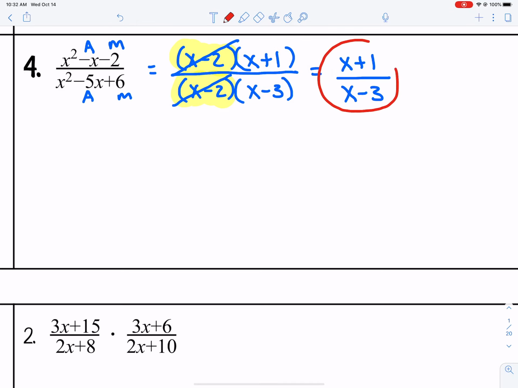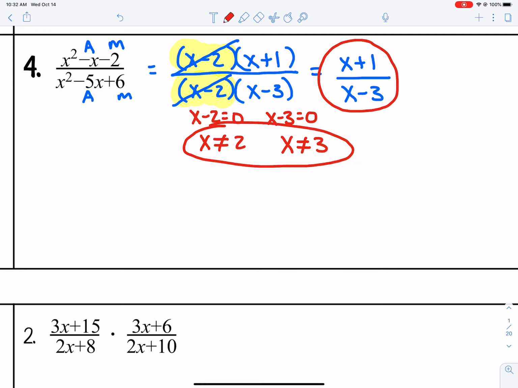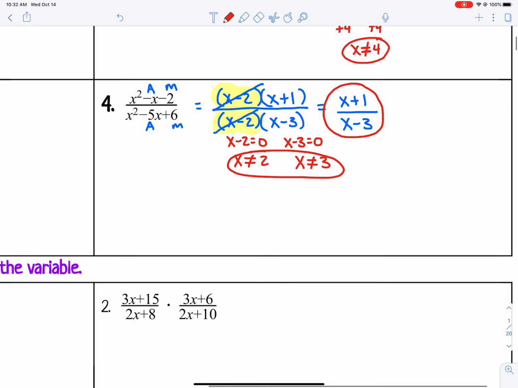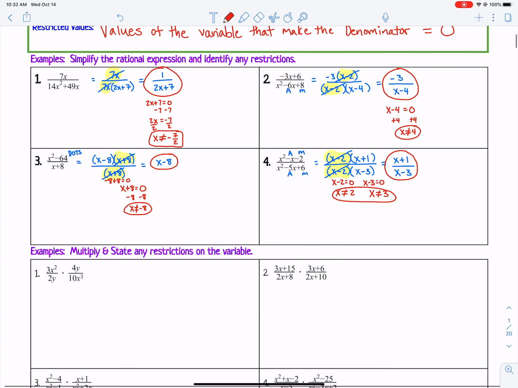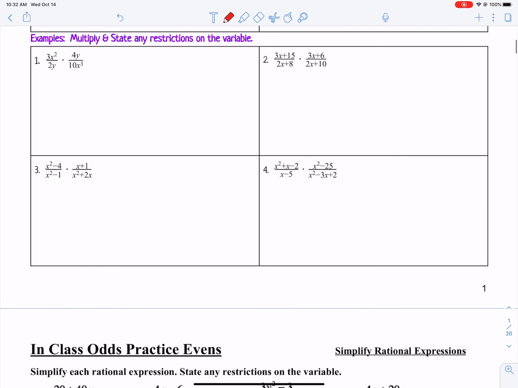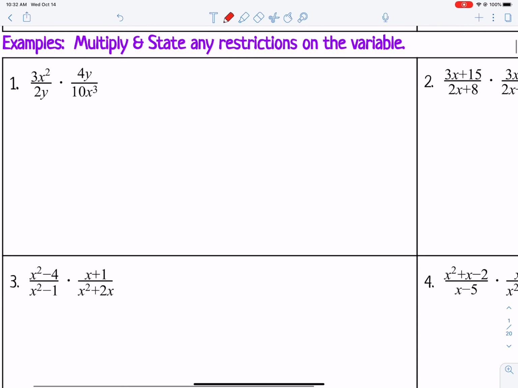And so that's part of your answer, but you just have to say x cannot equal what would make these factors in my denominator equal 0. So x cannot equal 2 and x cannot equal 3. So your answer needs to be a simplified rational expression and the stated restrictions on your variable. So we're done with simplify. Let's take a look at some examples of multiplying.